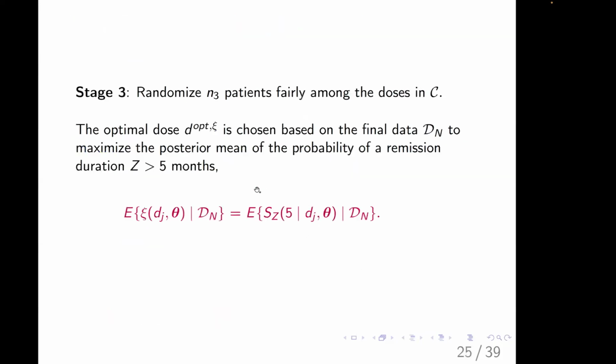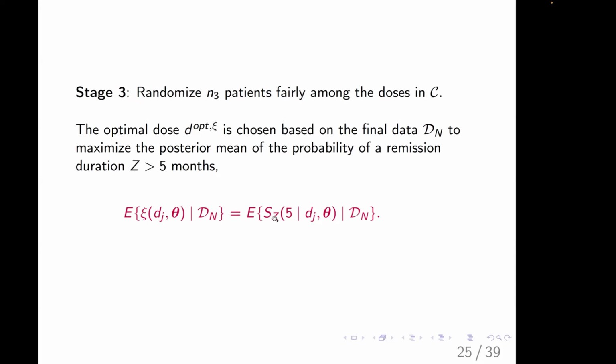As I described earlier, in stage 3 you randomize N3 patients fairly among the candidates. Once you've done that, you just evaluate your optimal dose using the long-term criterion based on your final data. So here, in this particular configuration, what is the expected value of the long-term criterion given the final data at the end of stage 3?